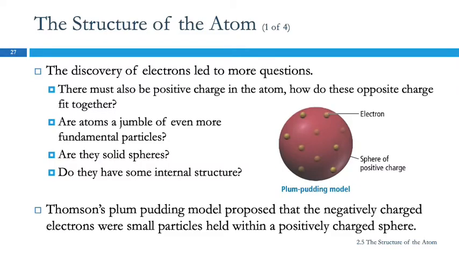Discovering electrons led to more questions. Well, there's negative electrons inside. We know that atoms are neutral. There must be something positive in there to balance out the negative charge. What is it, and how do those oppositely charged things fit together?